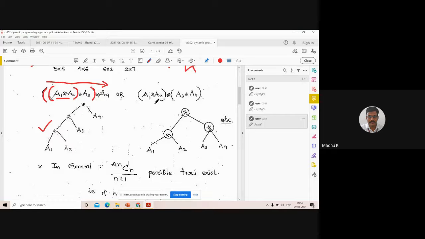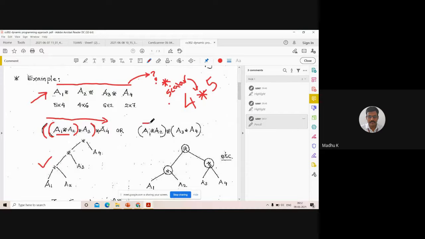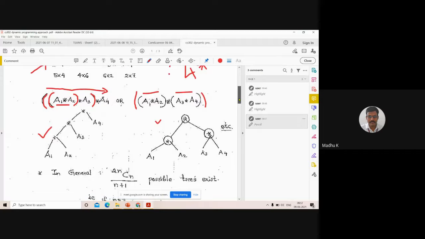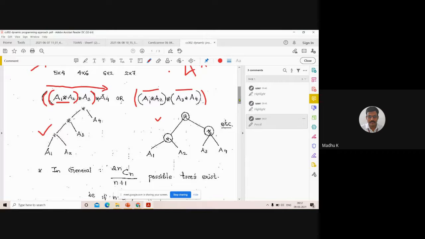Similarly, I can perform this sequence. A1 star A2 is performed, then A3 star A4 is performed, then this whole is multiplied. That is also possible. Then this will be the corresponding tree. In this way I can perform different sequences of multiplications.